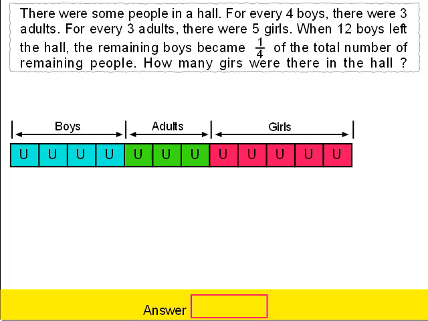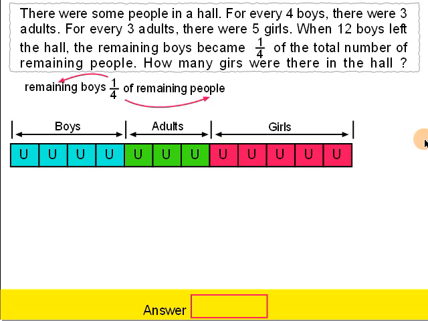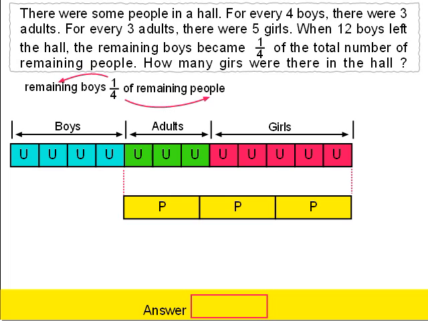And when 12 boys left the hall, the remaining boys became 1/4 of the remaining people. That means to say that in the end, after 12 boys left the hall, there were 4 equal parts of people remaining. Alright, and 1 part belongs to the boys. Since none of the adults or girls left the hall, we know that the total number of adults and girls represent 3 equal parts. And total 4 parts, whereby 1 part belongs to the boys. And this happened because 12 boys left the hall. Alright? This is how we draw the model and complete it.